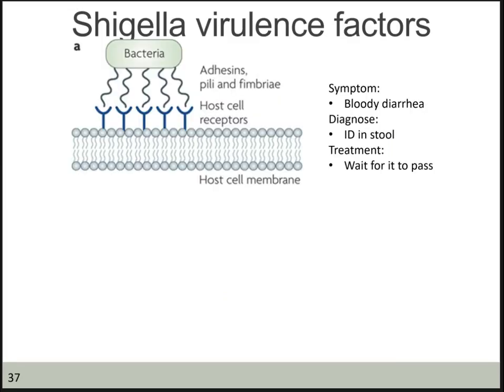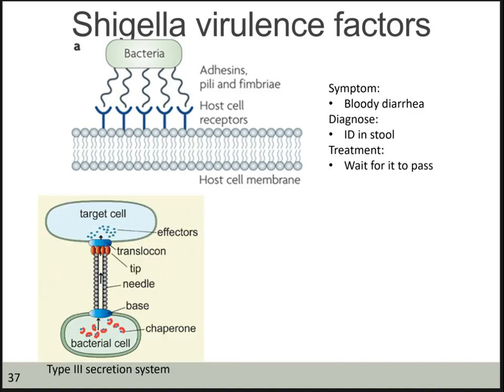Shigella has a number of virulence factors, including adhesins that allow them to attach to the epithelial cells. They have pili and fimbriae, which also allow them to attach. And here you can see the pili and fimbriae attaching to host cell receptors. Symptoms include bloody diarrhea, and that's because of those lesions caused by dying epithelial cells that allow blood to get into the intestine. Diagnosis is to ID the bacteria in the stool, and treatment is to wait for it to pass.